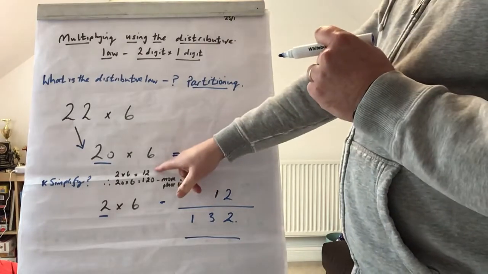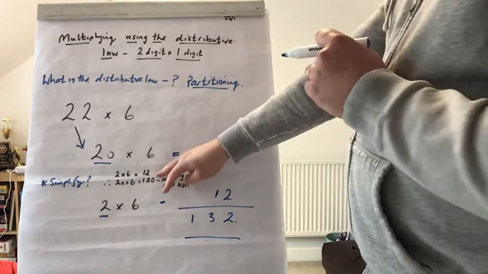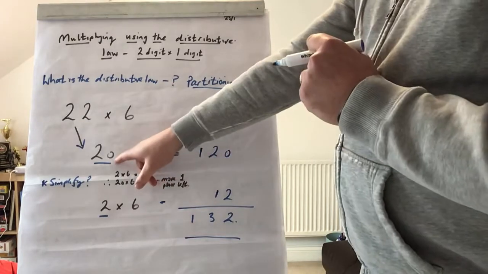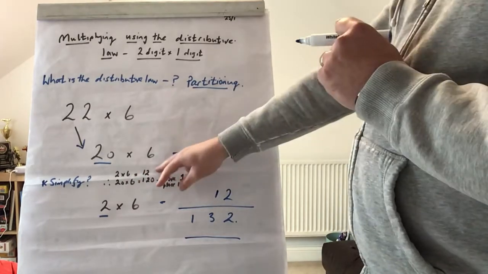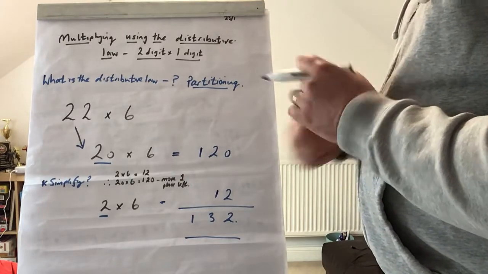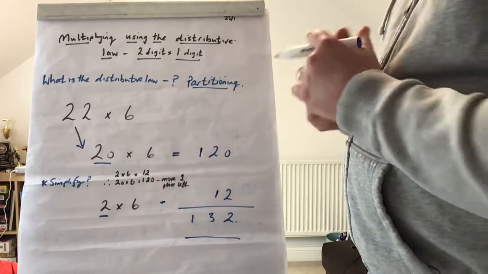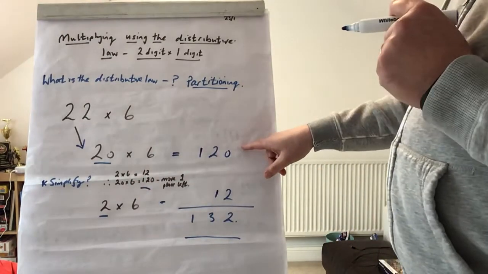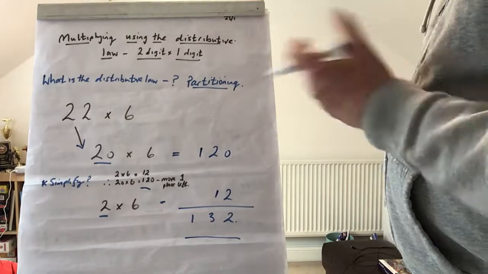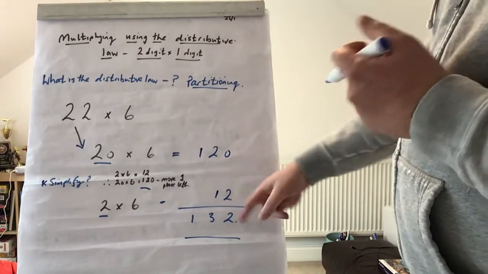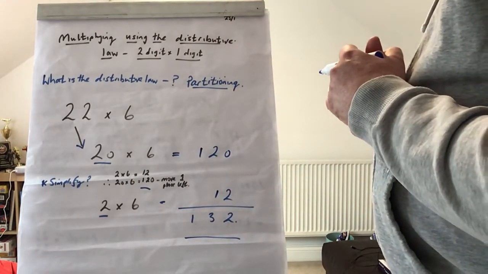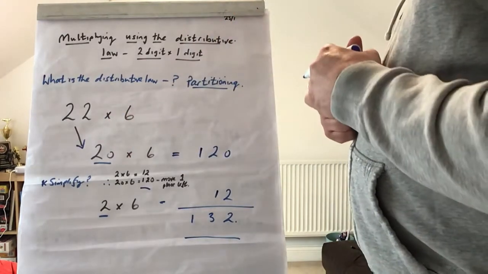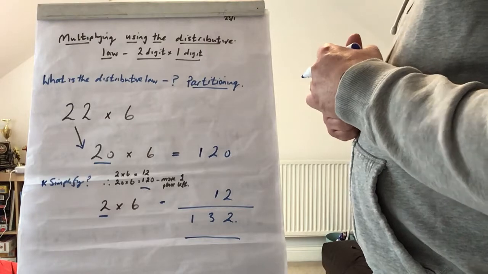So you can simplify and then you make sure that the answer is moved one place to the left because you are making the answer 10 times bigger. So 10 times smaller when you simplify it, 10 times bigger when you get the final answer. And if you notice, 12 when you move it one place to the left becomes 120. So it's exactly the same answer. Then 2 times 6 is very easy, it's 12. Make sure you line up your columns and you add up the answer. So 132.